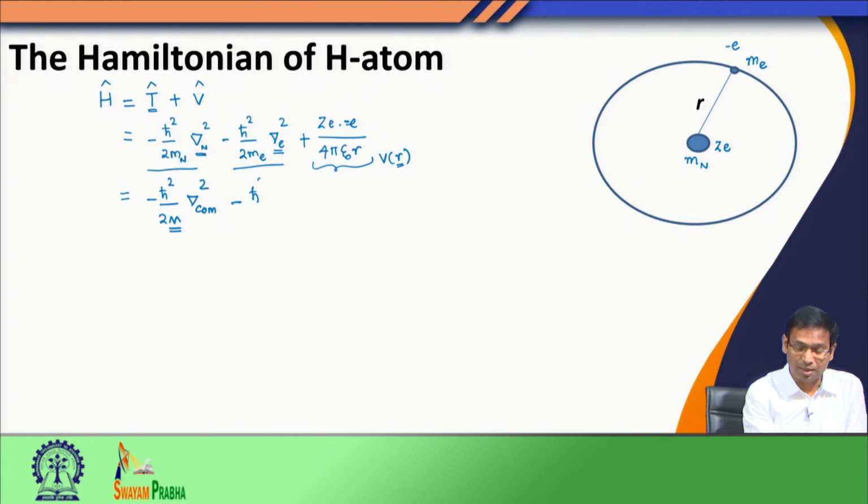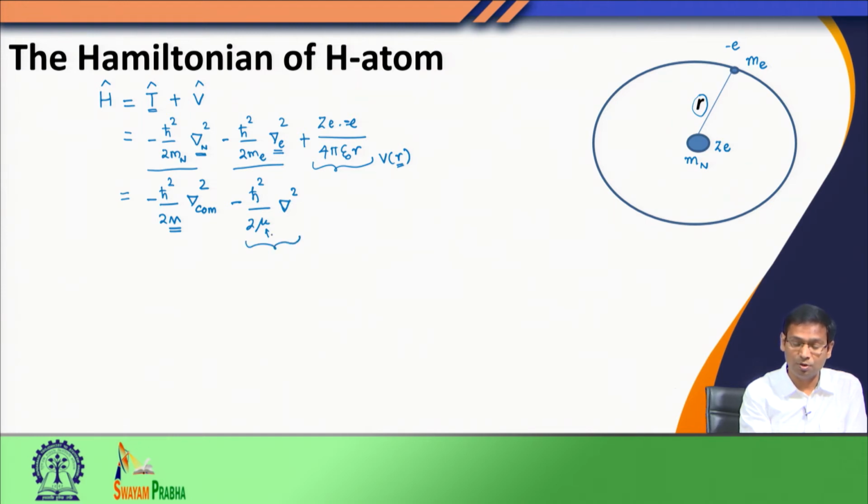The second term that we have is where mu is the reduced mass given by m1 m2 divided by m1 plus m2. Here, the mass of the nucleus multiplied by the mass of the electron divided by the sum of these two masses. So, this is my reduced mass, and this Laplacian operator is written with respect to the internal distance between the electron and the nucleus. So, therefore, I am not giving any index here.